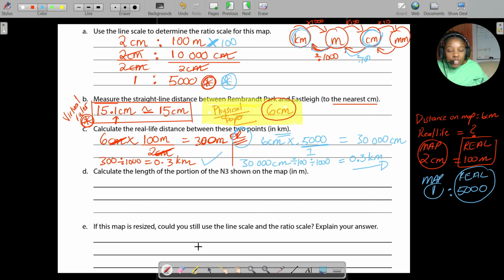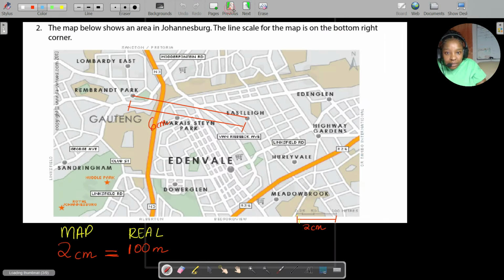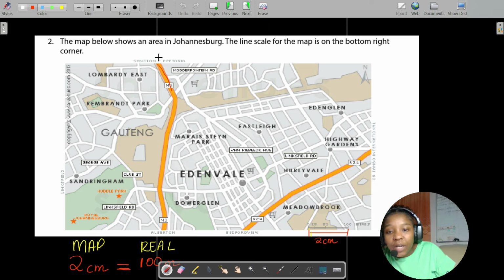Okay, let's look at question number D. It says, calculate the length of the portion of the N3 shown on the map in meters. So also the same thing that you have to do here, right? Because they want the length of the portion. So what's the portion of the N3 that is being shown on this map? It's that one. So all that we need to do with this question is calculate the length of this portion of the N3 that is shown to us.